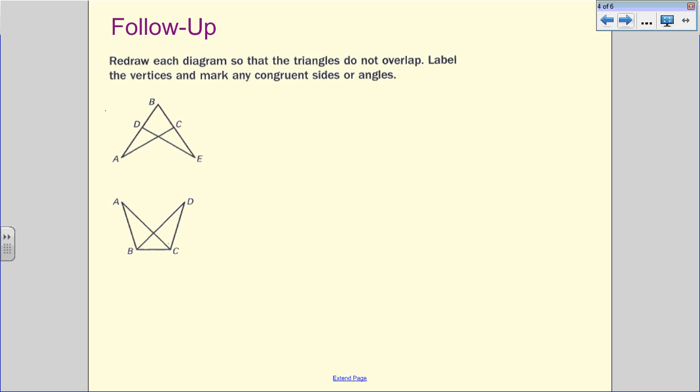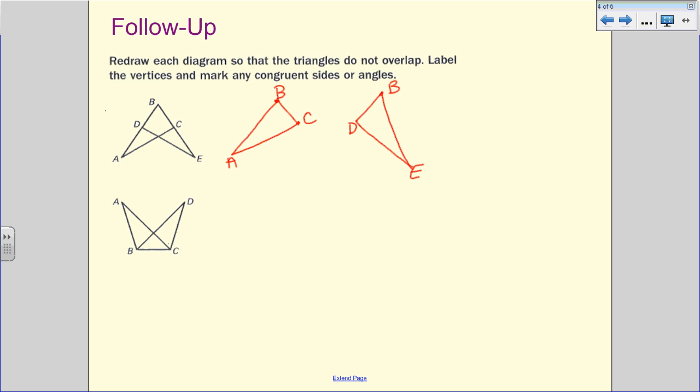We want you guys to practice drawing those so that they do not overlap, and then label the vertices and mark any congruency marks on there. So when we take a look at this, I've got B up here, and that goes down to A. B is going to go to C. I've got to stop at one of our points, and then I'm going to connect A to C. That makes a triangle. I'm then going to start at B again, and this time go to the left. I'm going to go to D. And then D is connecting over to E, and we can see that that makes a set of our triangles.